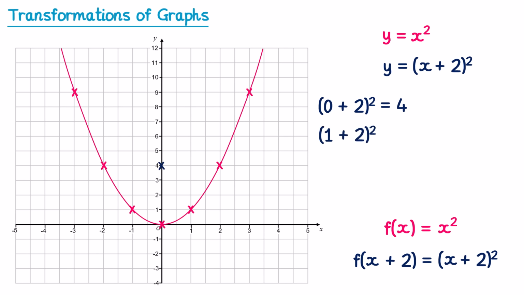When x is 1, we do 1 plus 2 all squared, 1 plus 2 is 3, and 3 squared is 9. So we get the point 1, 9. When we go to x equals 2, we have 2 plus 2 all squared, 2 plus 2 is 4, and 4 squared is 16. This one unfortunately won't fit on the graph.